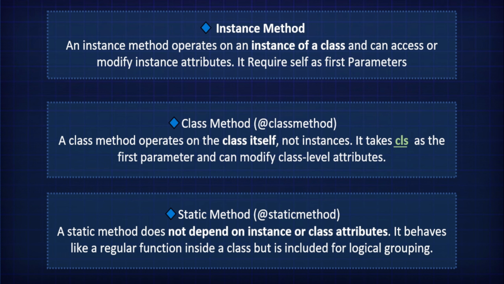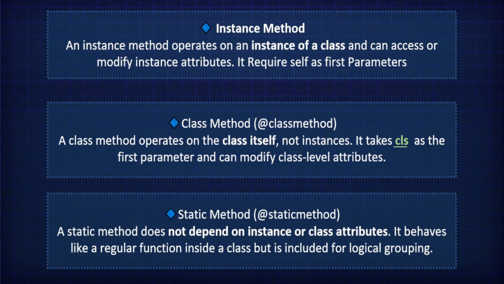What about the class method? A class method operates on the class itself, not the instance. It takes cls as the first parameter and modifies class-level attributes. What about the static method? A static method does not depend on instance or class attributes. It behaves like a regular function inside a class, but it's included for logical grouping. I'll give you an example of each of those.